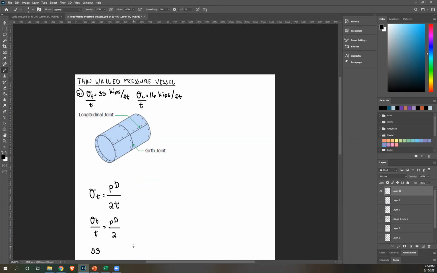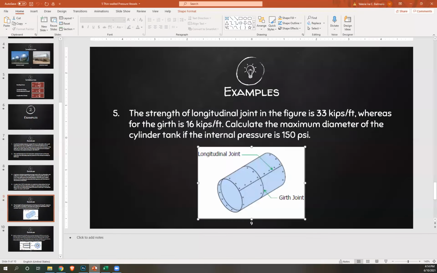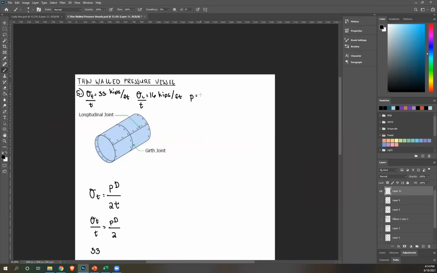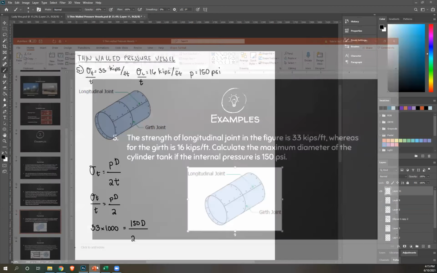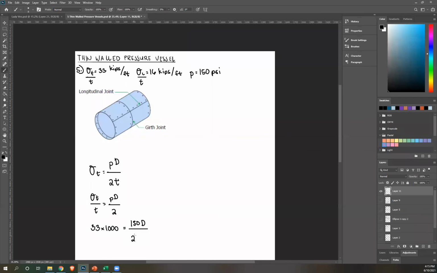So 33, right? What's our pressure? 150 psi. This is just pounds, so I need to convert kips to pounds. That's just times 1,000. Again, this is a conversion from kips to pounds. Equals PD, that's 150. D is what we're looking for. Over 2. Wala na palang thickness. So please compute what's D.